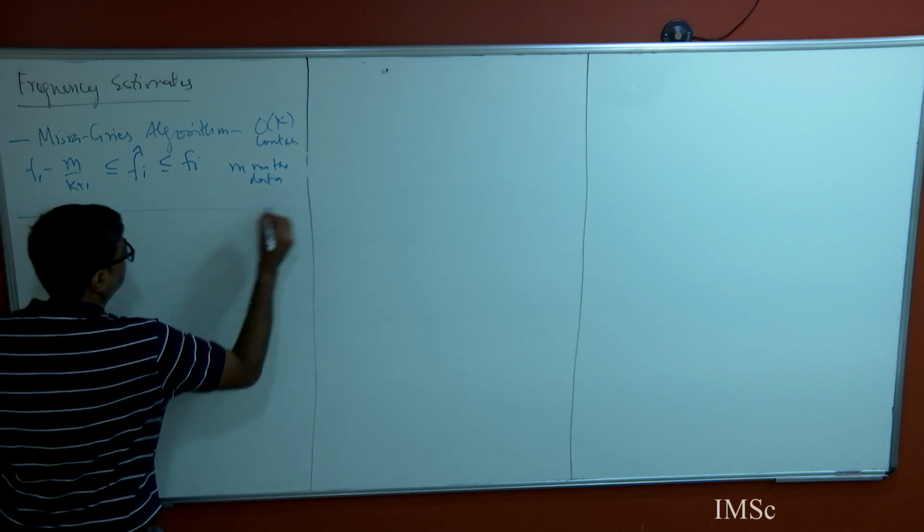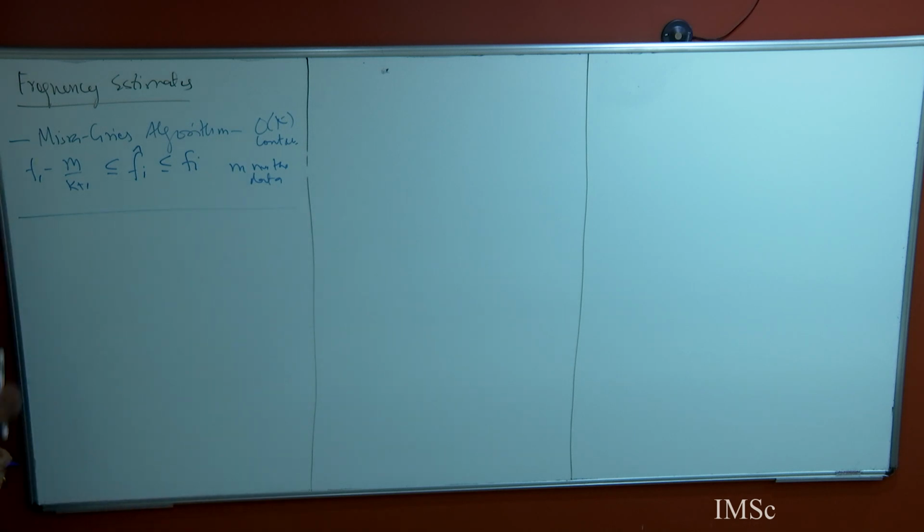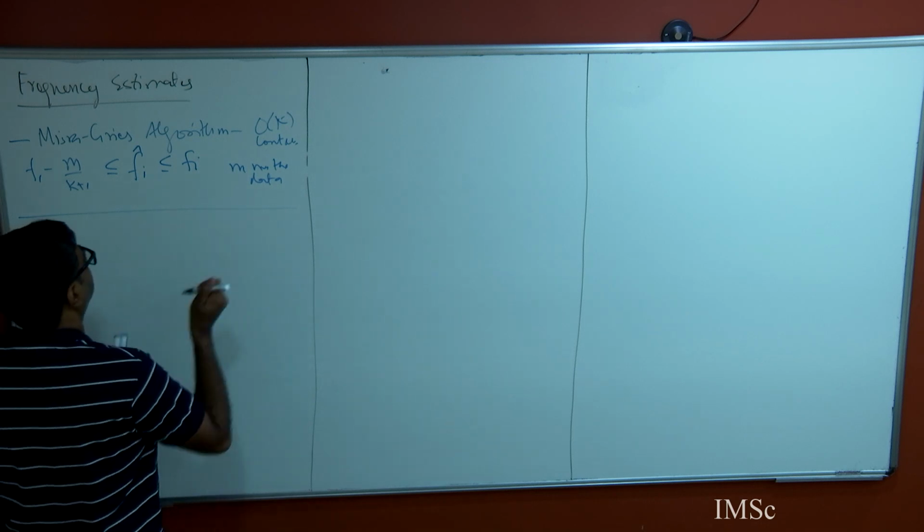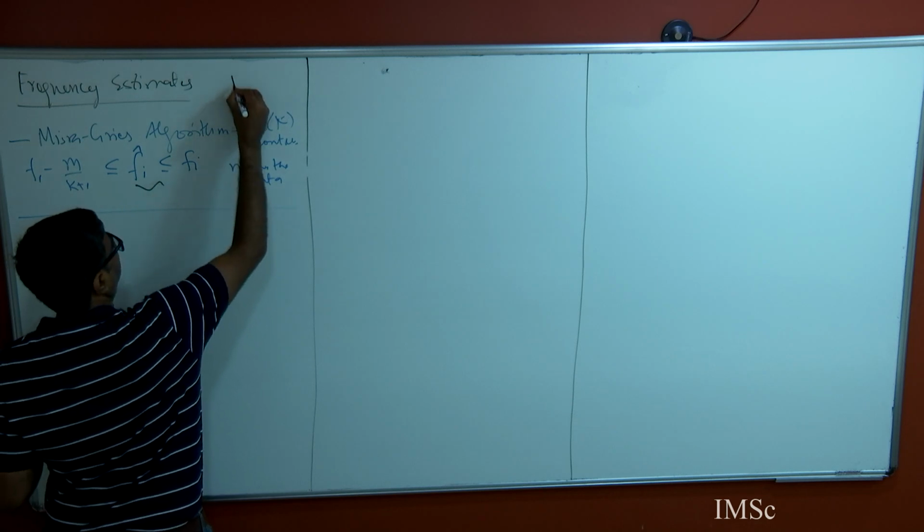But this cannot support deletions and things like that, and that is why people move to different ways to do frequency estimation. So basically this is what is called a point query.